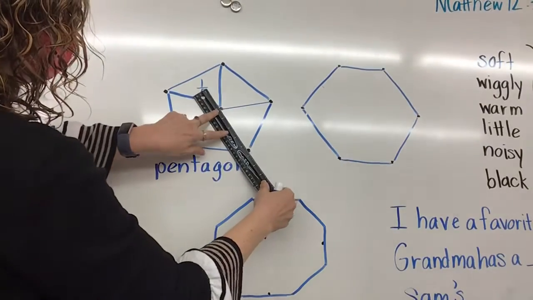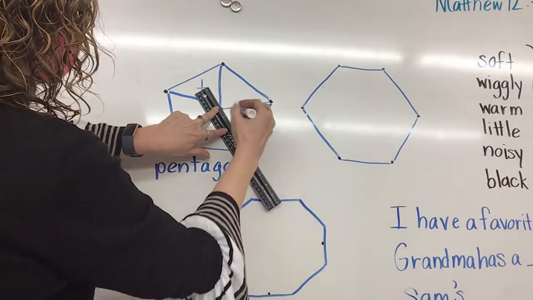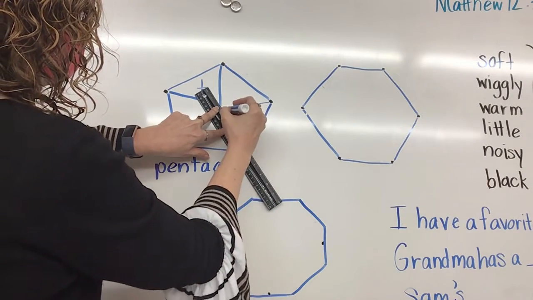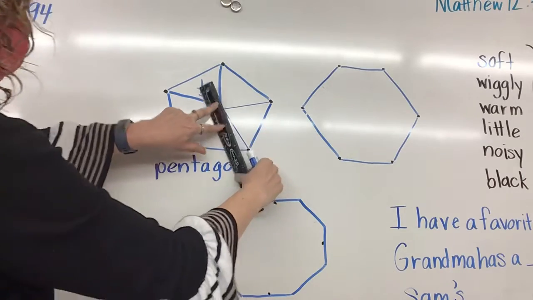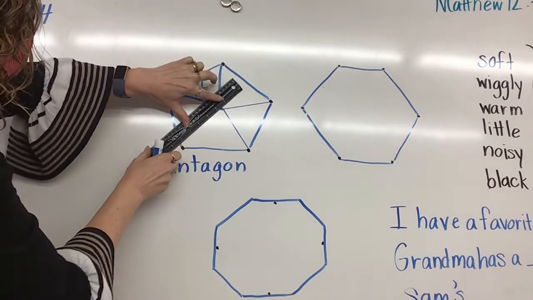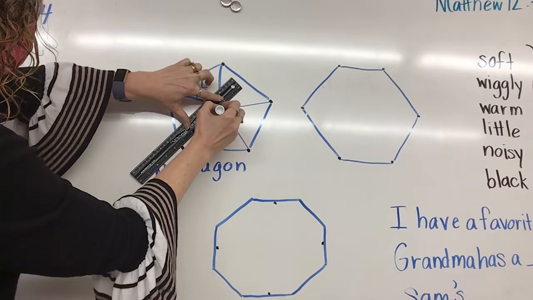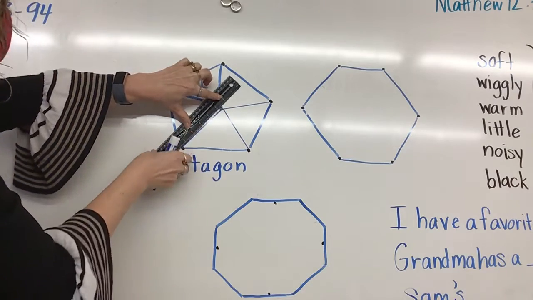Then you're going to go again from the center dot to the next dot, like that. Make sure it's lined up neatly. And then again from the center dot to the outside dot. Do not pick up your rulers yet.